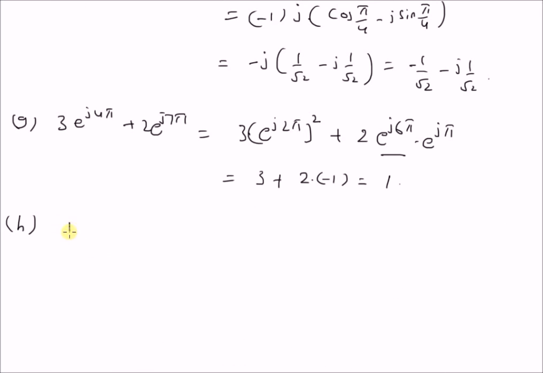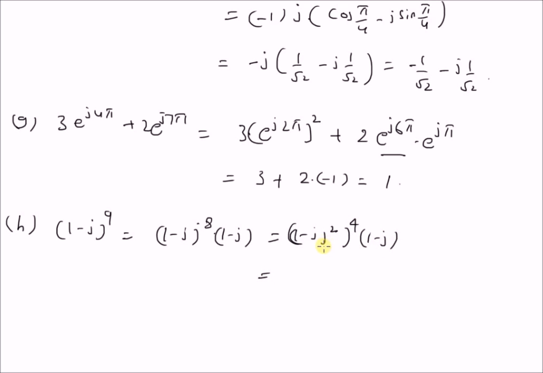And finally, let us look at a polynomial of complex numbers, which is 1 minus j power 9. This can be rewritten as 1 minus j power 8 multiplied by 1 minus j. So first we can simplify 1 minus j power 8, which can be written as 1 minus j squared power 4 multiplied by 1 minus j. And 1 minus j whole square is clearly equal to 1 minus 2j, power 4, into 1 minus j. And clearly this is equal to minus 2 power 4 is 16 and j power 4 is 1, and we have 1 minus j. So the final result is 16 minus 16j.